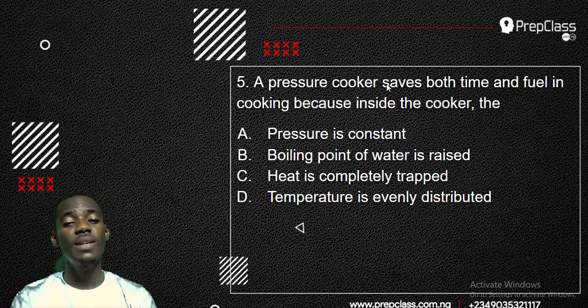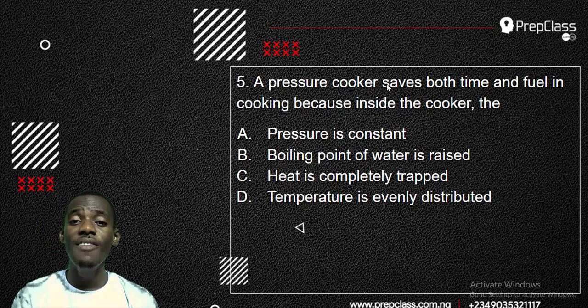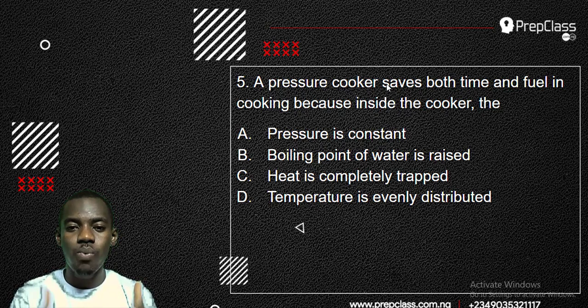Now number 5, a pressure cooker saves time and fuel in cooking because inside the cooker the dash. Now how does a pressure cooker work? Do you have a pressure cooker at home? Now a pressure cooker works by pressure, you know. And in a pressure cooker, that's how the name comes. The water or whatever you are cooking is being done.